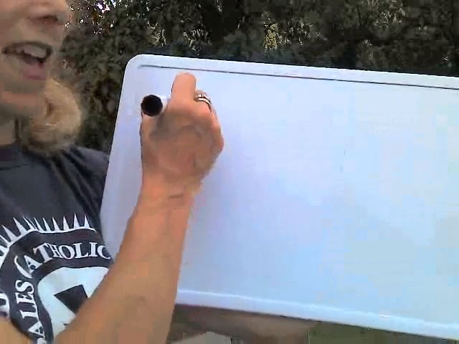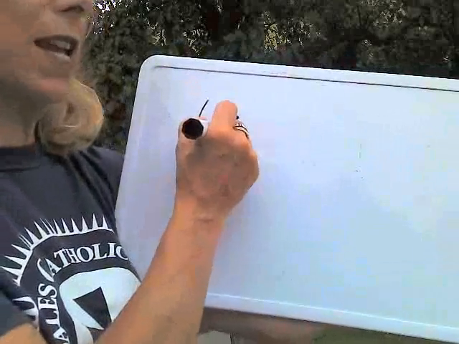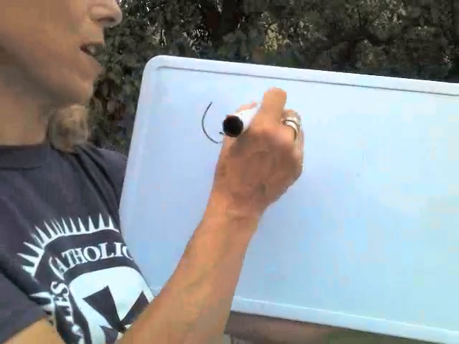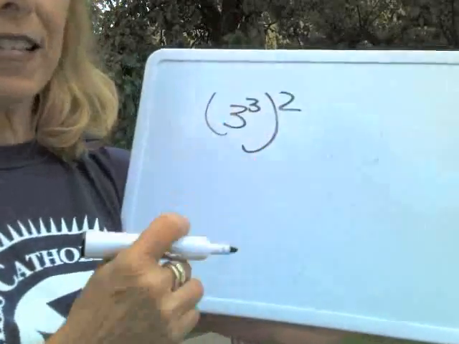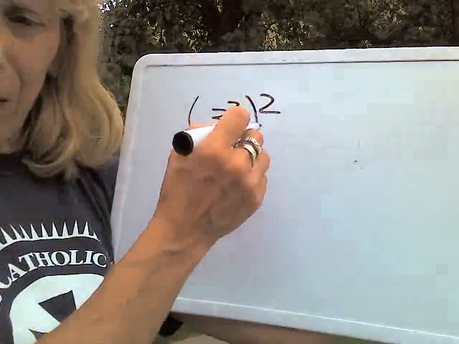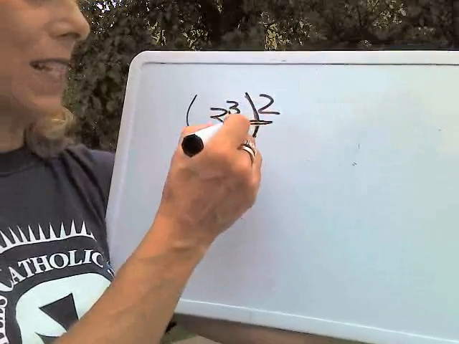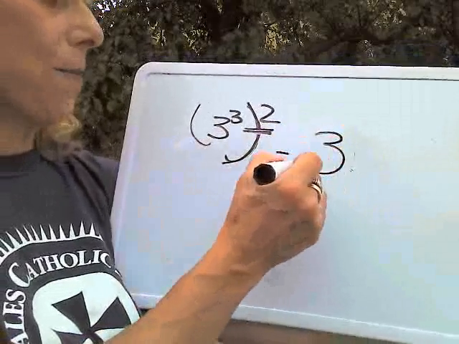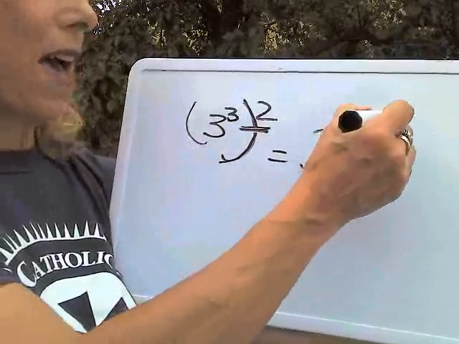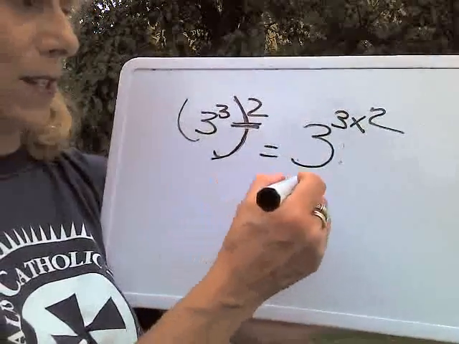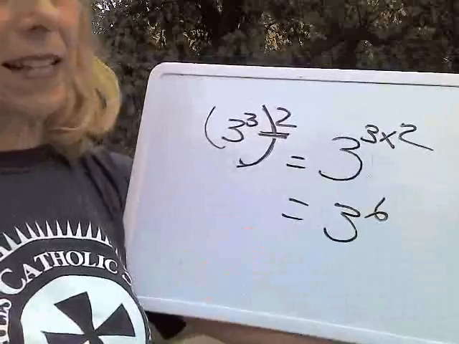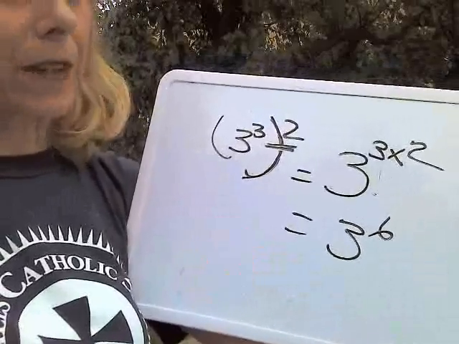Do some work. Number 5. What if I have a power like 3 to the third power and I'm raising the whole thing to the second power? Remember, a number next to a parentheses means multiply. So this is the same thing. I would write the base, and this is the only time I would multiply the exponents. So I get 3 to the sixth power.